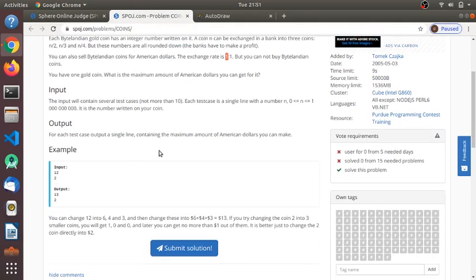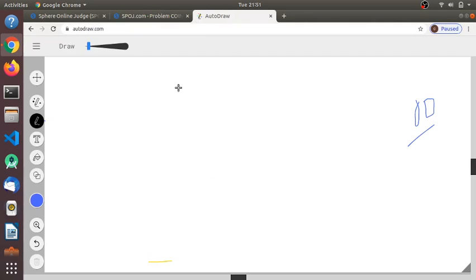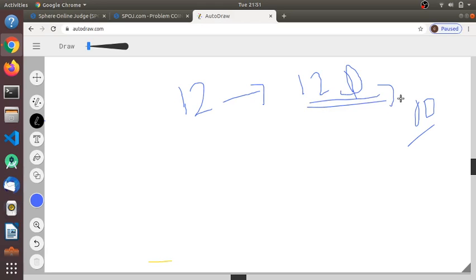Let us take the sample input 12. You have a gold coin which is named 12. You can give it to your friend, he will give you 12 American dollars. At every step, if you have a coin, you can give it to your friend and he will give you that many dollars. But that's not the case here. You need the maximum. What if you go to the bank and they give you coins which sum to more than 12? So you have to find it out.